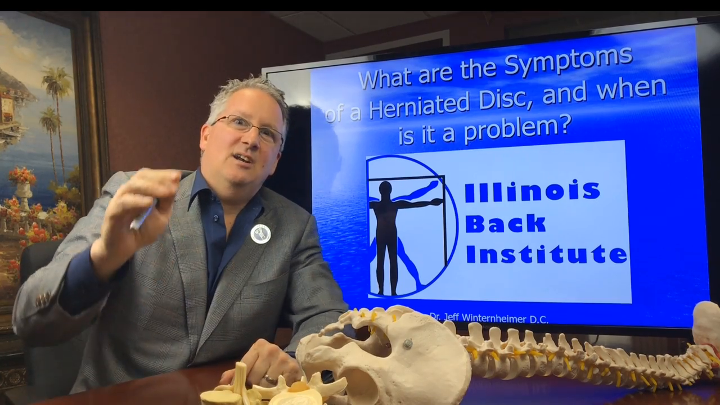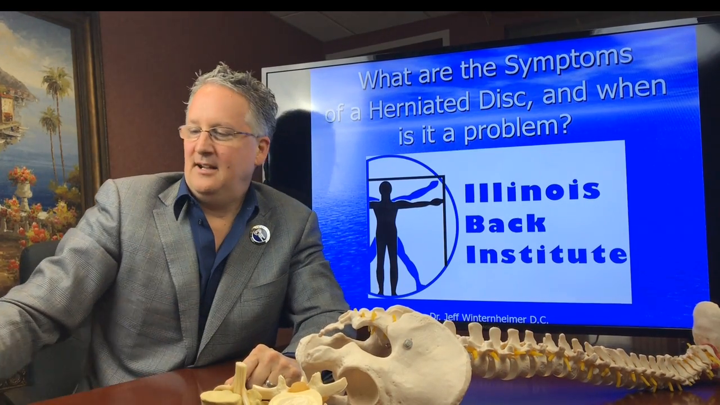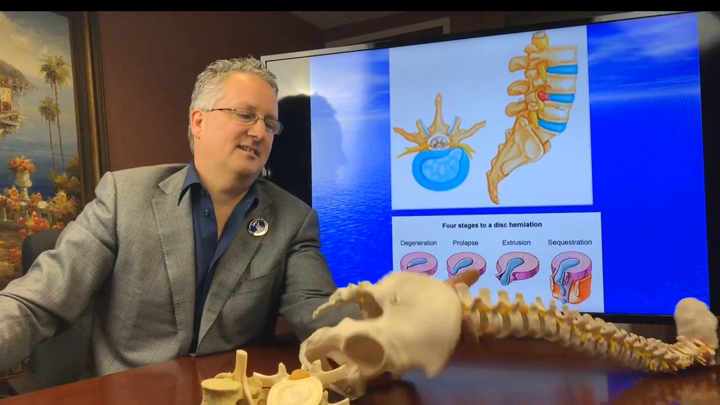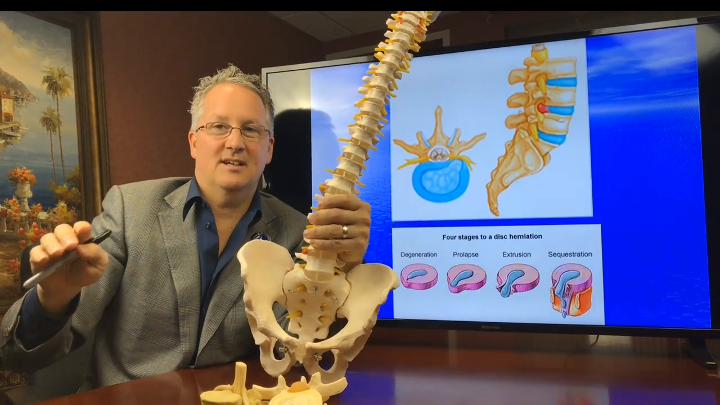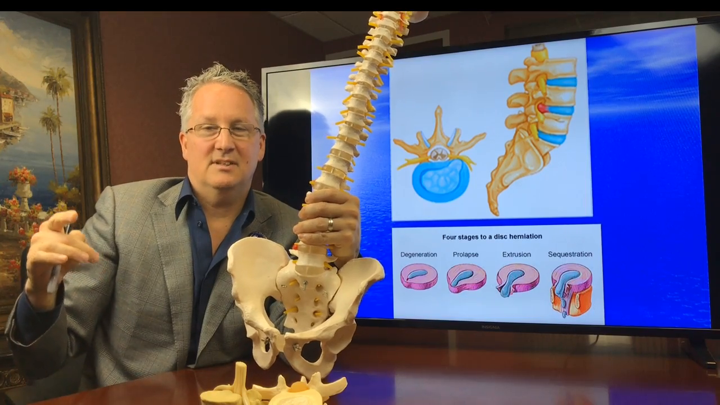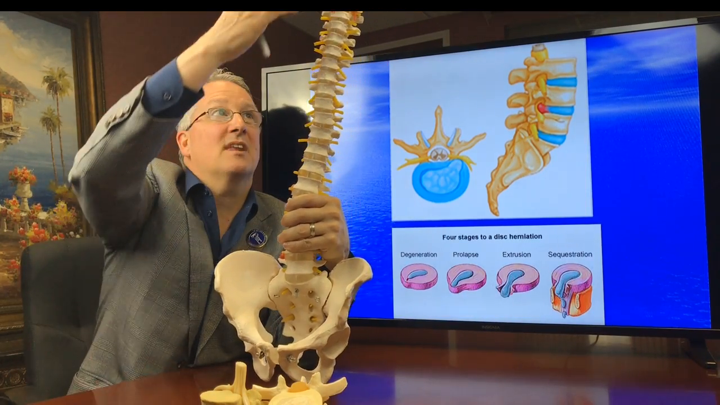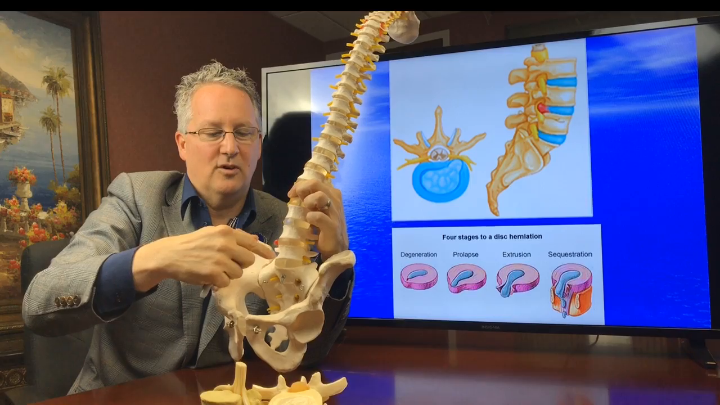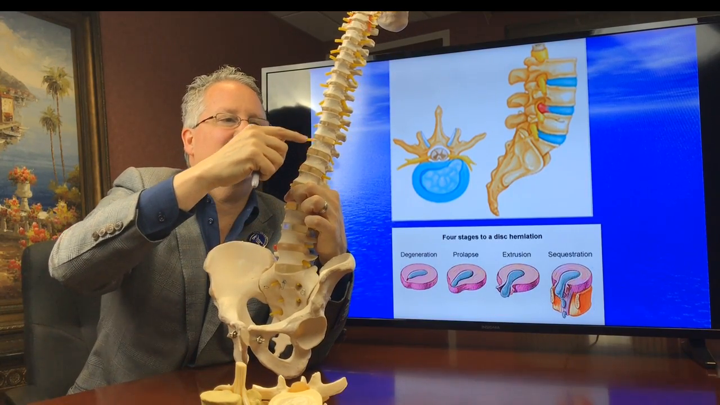Today's topic is what are the symptoms of a herniated disc and when is it a problem? Now, we've talked a lot about herniated discs, and I'm going to do the anatomy real quick again because to understand the anatomy, you'll actually understand the symptoms because the symptoms come from the anatomy. So head's here, hips here, 24 vertebrae between the head and the hips.